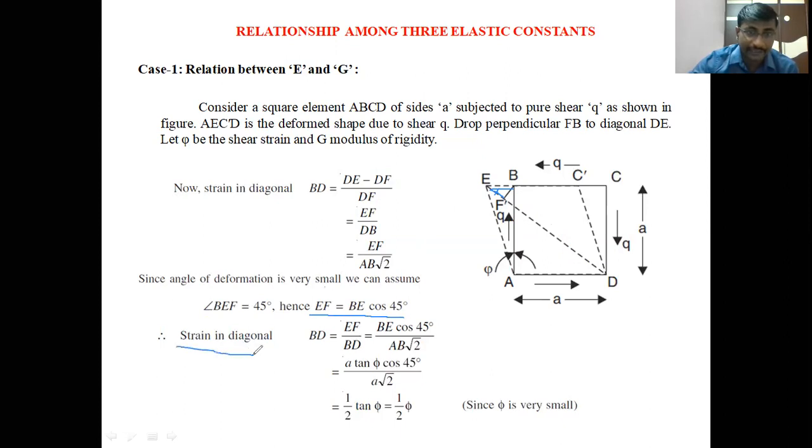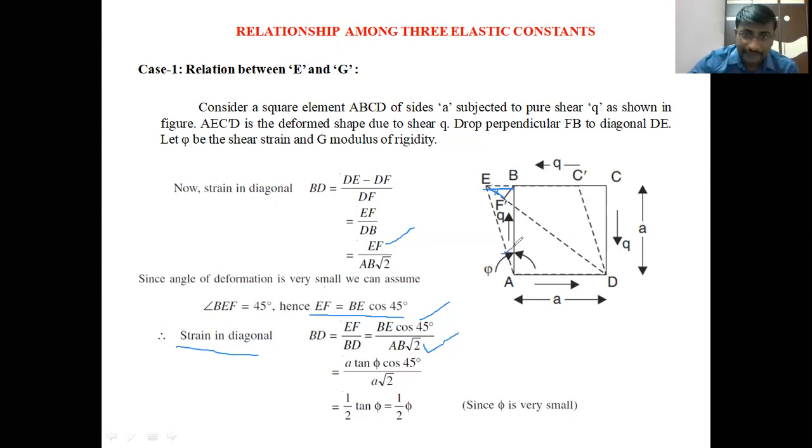Therefore, strain in diagonal, in place of EF, we can write BE cos 45 in the numerator. In the denominator, AB root 2. In place of BE, we can replace it. What is the BE? BE means this is the extended length, isn't it? After deformation, the B becomes E.